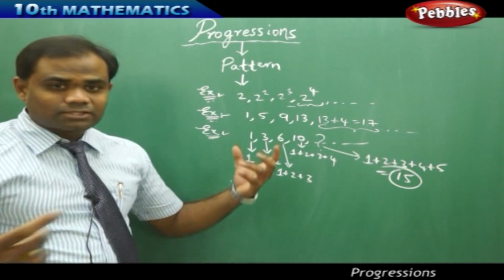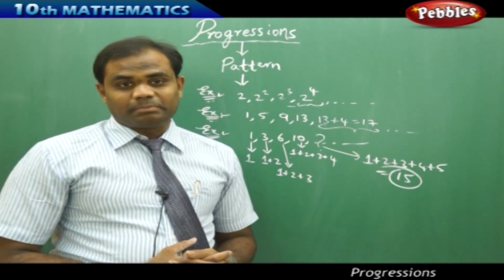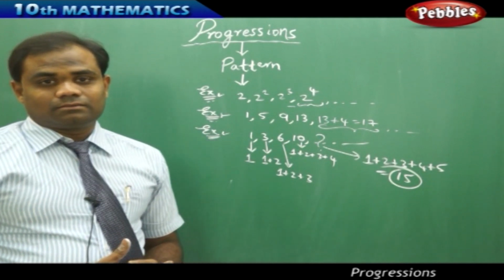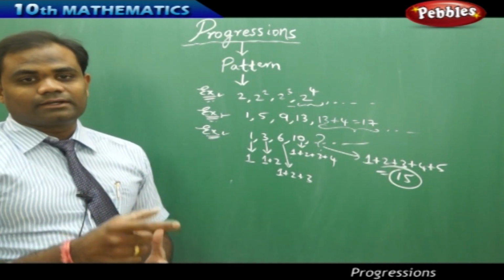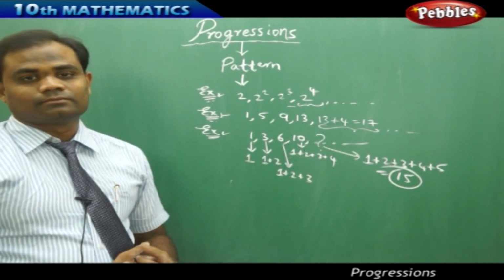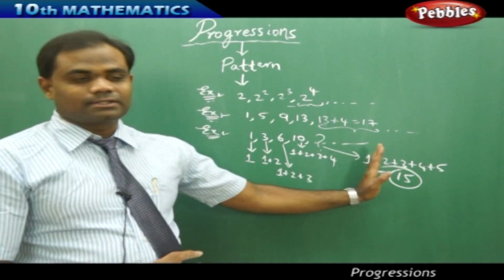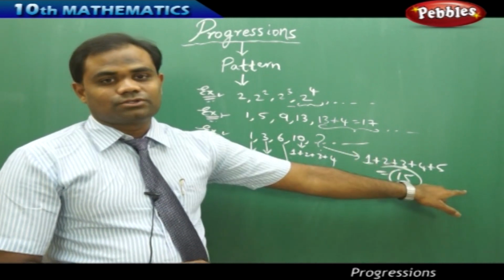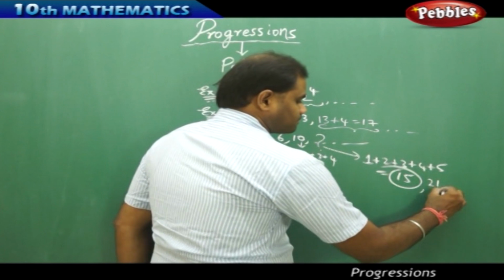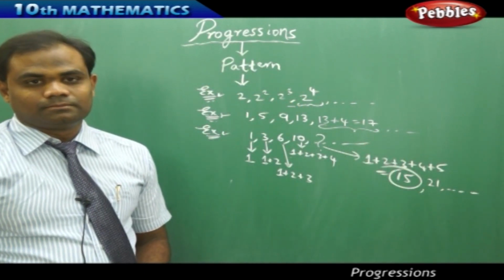So 15 is the next term of the pattern, is how we identify. So there might be various forms in mathematics or the mathematical properties through which patterns exist. It is very important to identify the exact pattern which the mathematical terms follow. In this case being 1, 1 plus 2, 1 plus 2 plus 3, etc. 15, and then comes 21, etc. is how we identify the pattern here.